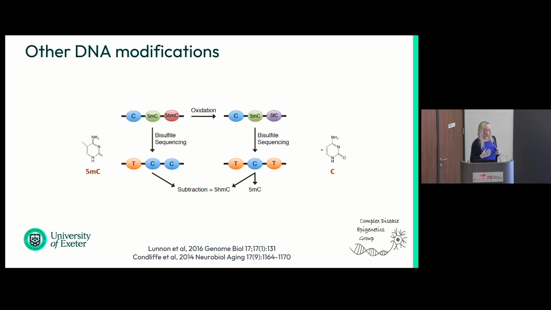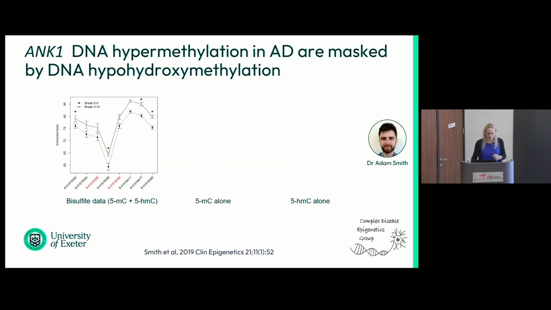Now there's an adaptation to the protocol we use for measuring DNA methylation, which essentially allows us to look at DNA methylation and DNA hydroxymethylation in isolation. And so we use this for our pyrosequencing assay. So this is another independent set of samples. And this is where we've used the standard assay, which allows us to look at both modifications. And you can see pretty much what I've shown you before, an increase of about 5% DNA modifications across the region in Alzheimer's disease compared to control.